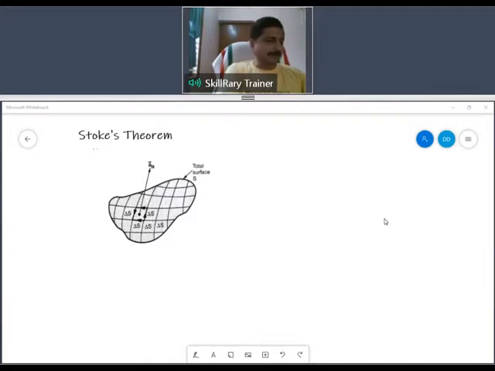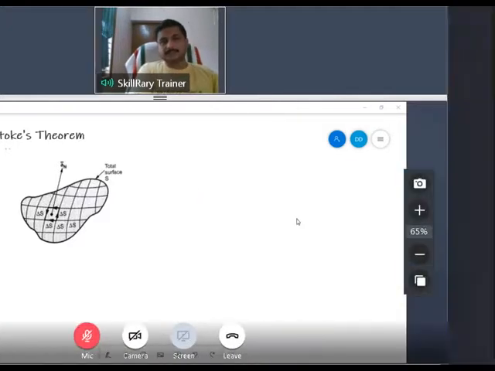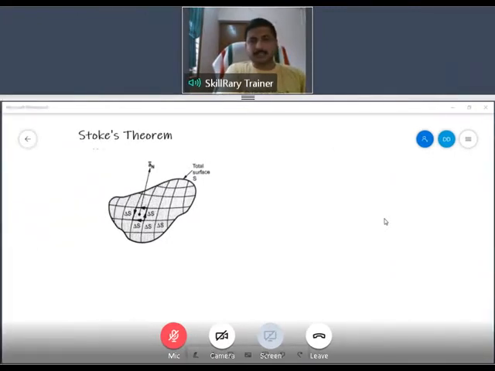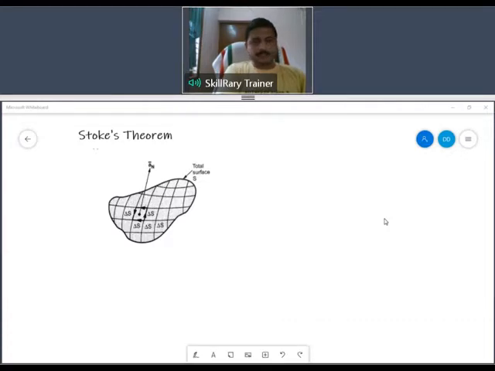Now look at the figure which you have on the whiteboard. I'm going to consider a surface whose area is capital S. And this capital S is split into a number of small incremental surfaces. Then each incremental surface area is delta S.